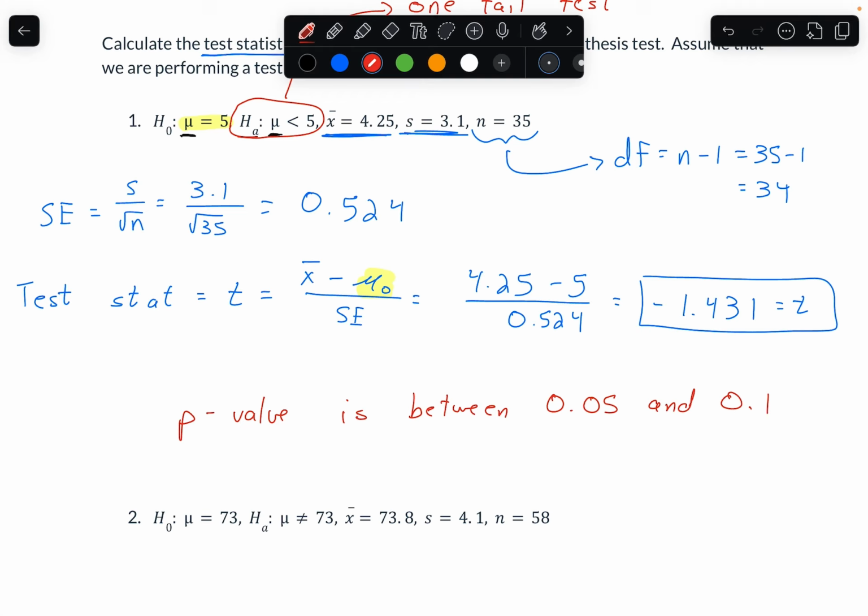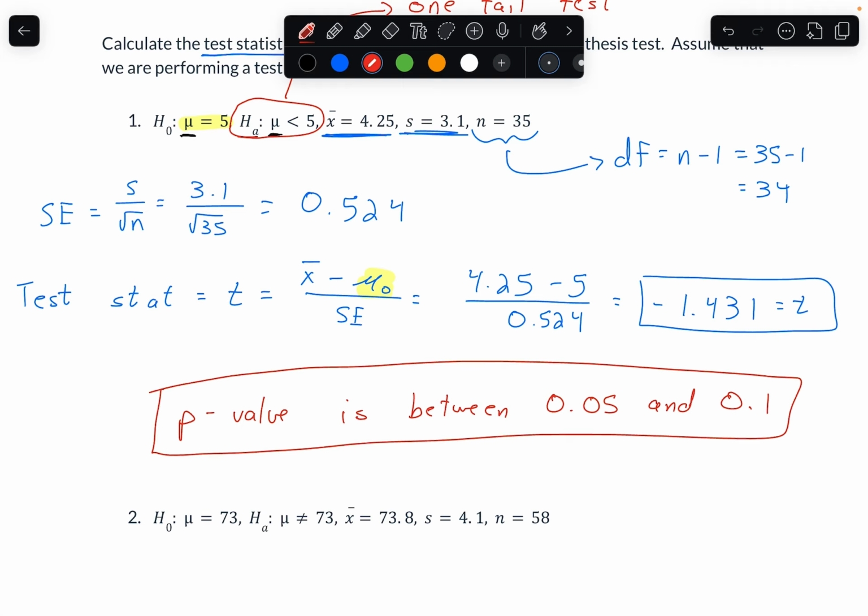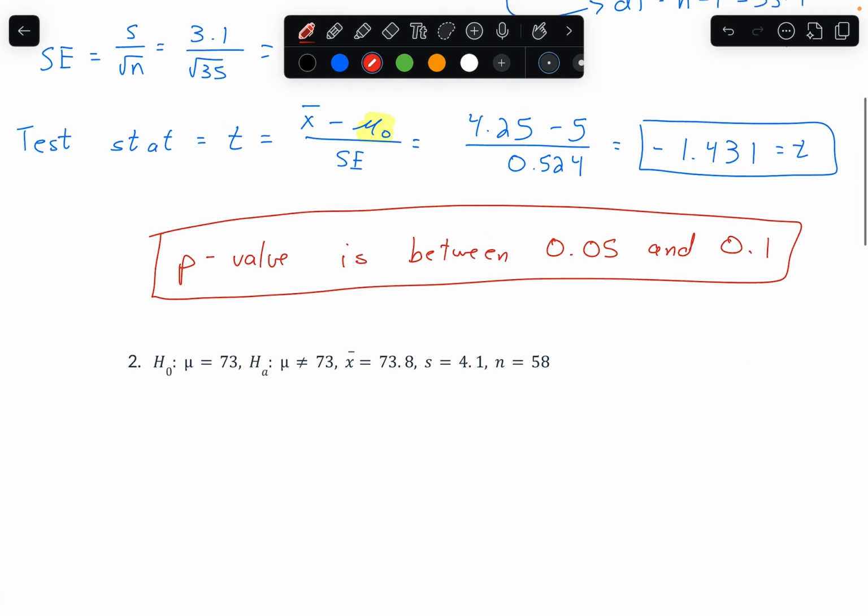If I had my level of significance alpha, at this point I could decide, okay, do I reject H0 or do not reject H0? And that's all I really need at the end of the day for these particular problems. So I have my test statistic right here, and here is my estimation for my p-value. So we have one more to do.